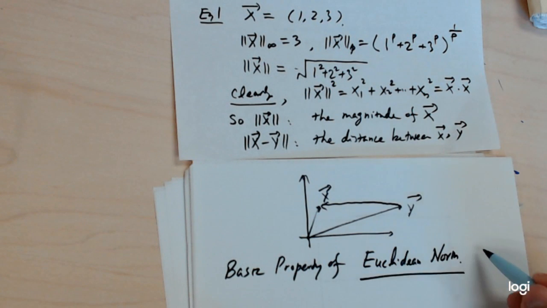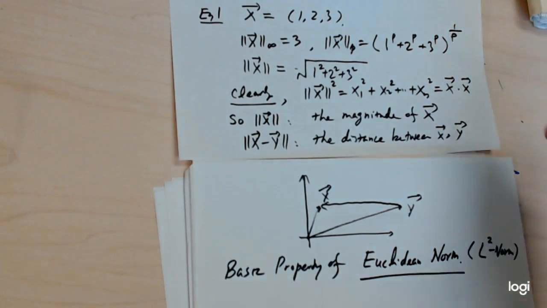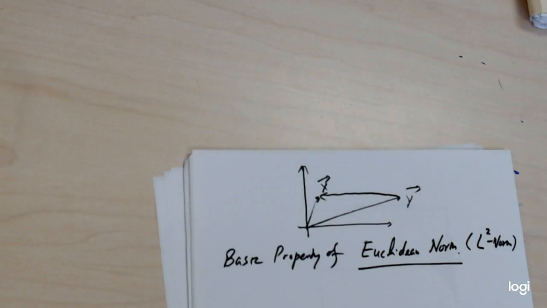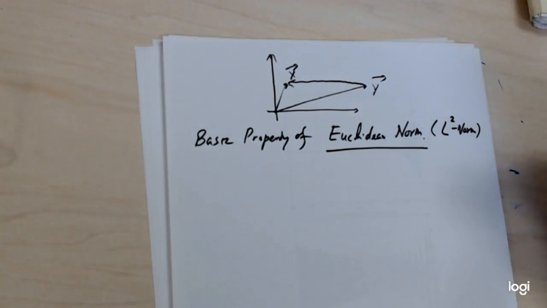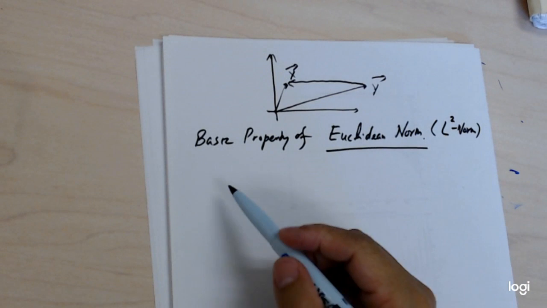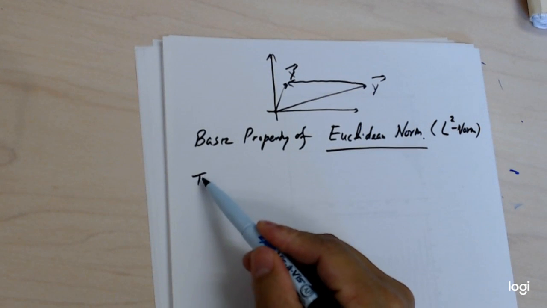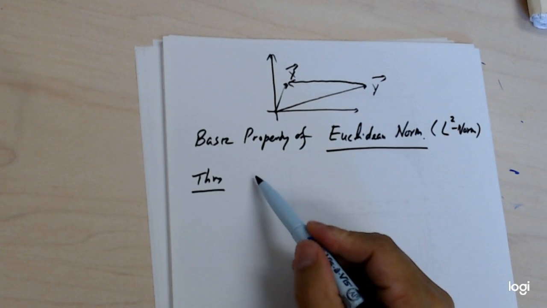By the way, Euclidean norm is the same as the L2 norm, okay? Basic properties of the Euclidean norm. We have the following properties. Some of them are kind of trivial. Some of them are less so.